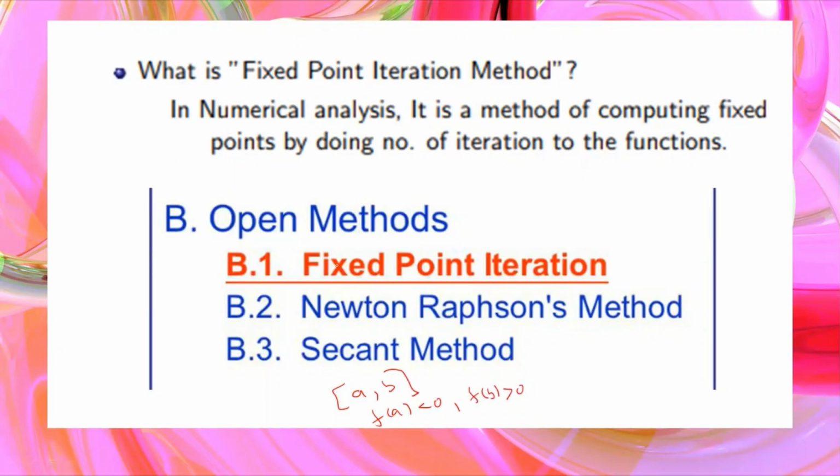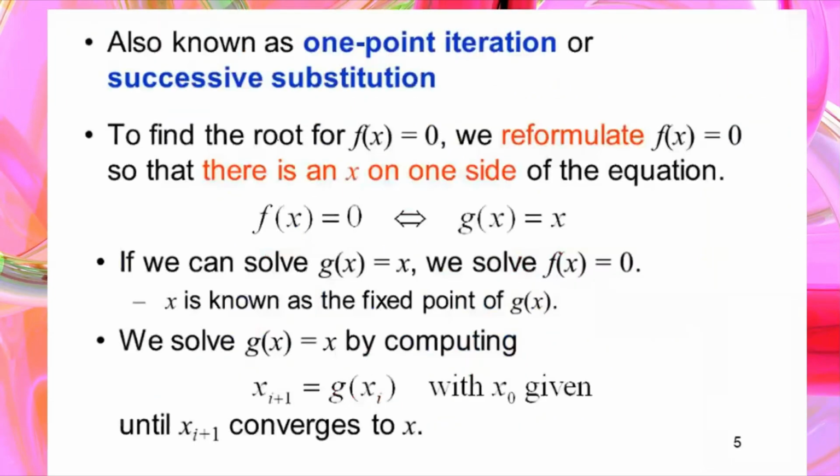So now we are doing the fixed point iteration method. It is also known as one point iteration or successive substitution. In the iteration method, we consider the given equation f of x is equal to 0. What we have to do is rewrite this equation in the form x is equal to g of x.